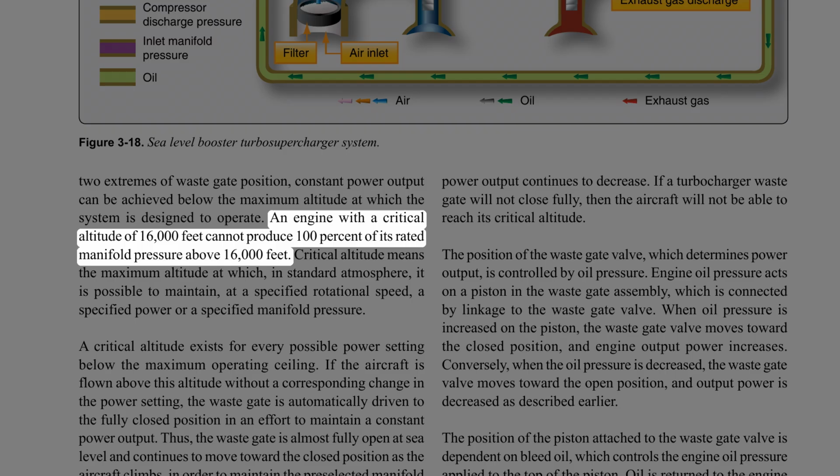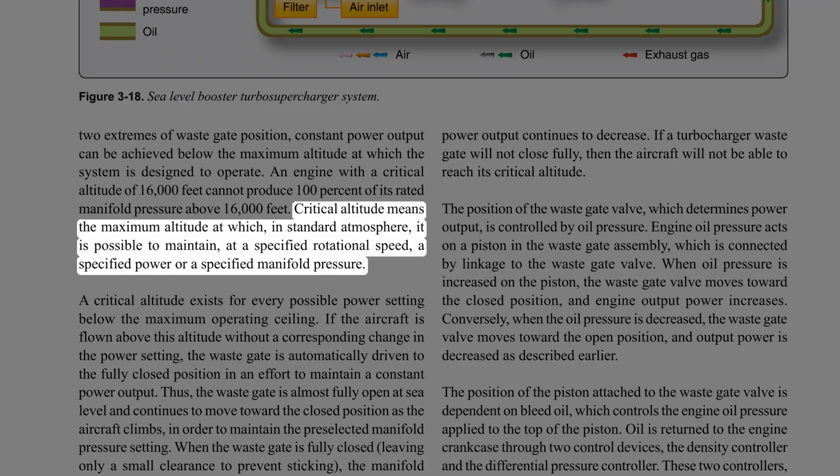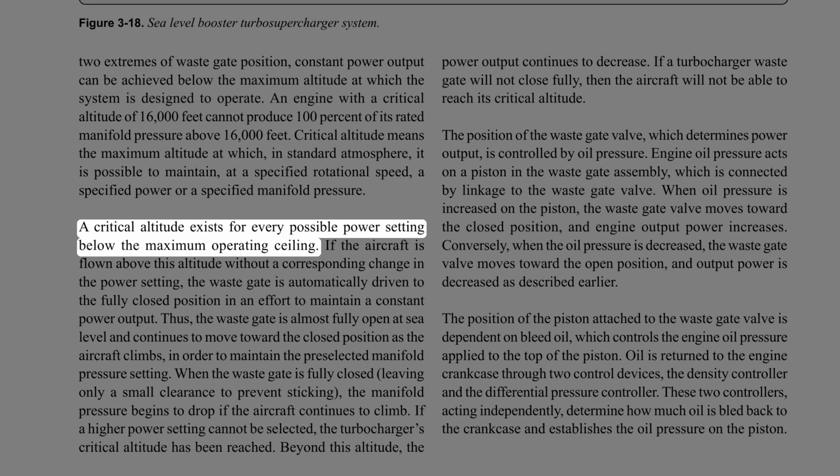An engine with a critical altitude of 16,000 feet cannot produce 100% of its rated manifold pressure above 16,000 feet. Critical altitude means the maximum altitude at which, in standard atmosphere, it is possible to maintain, at a specified rotational speed, a specified power or a specified manifold pressure. A critical altitude exists for every possible power setting below the maximum operating ceiling.